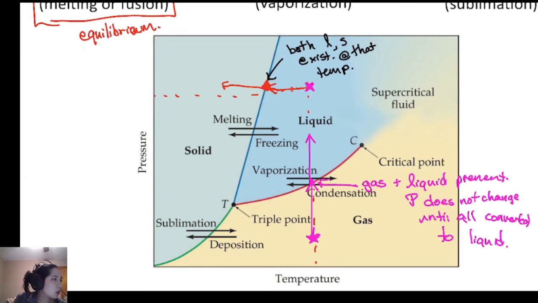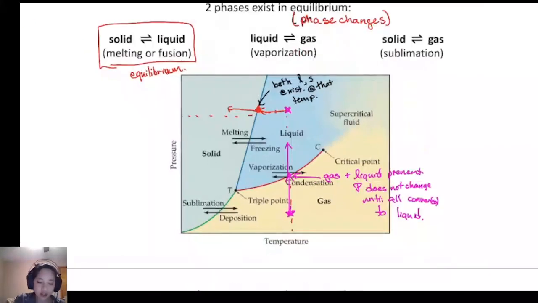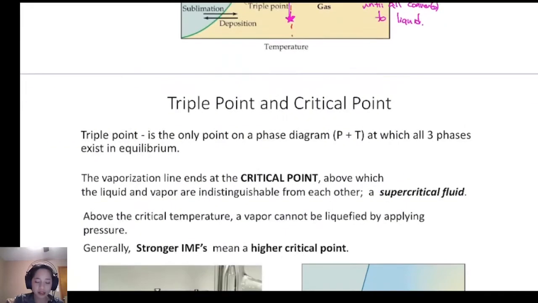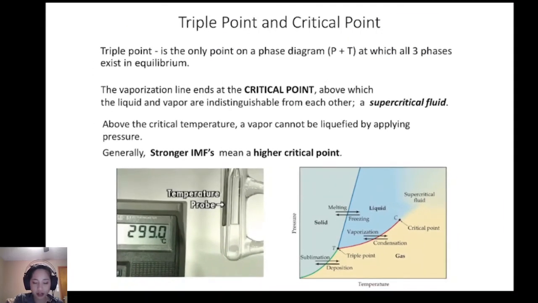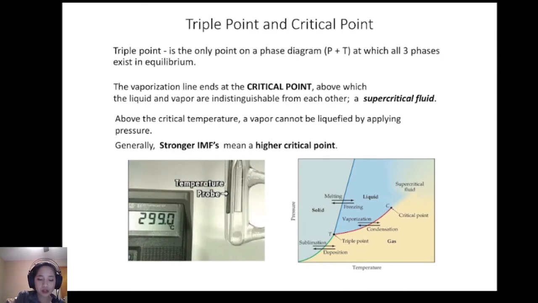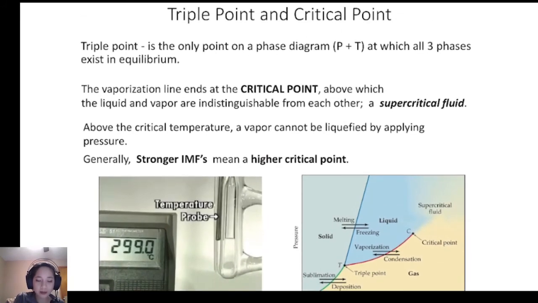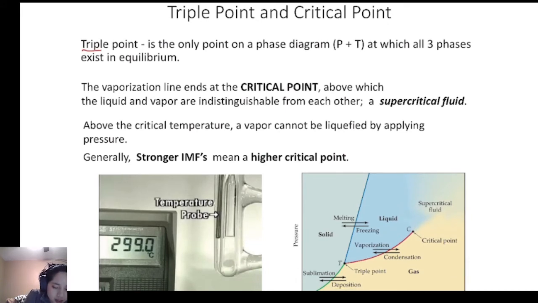All right. So what else can we inspect on these phase diagrams? Other things present on this phase diagram are the triple point and the critical point. These are two different points. At the triple point, just like the name suggests, all three phases exist in equilibrium. It's only at one point, at a certain pressure and temperature. Only at one point, all three phases.